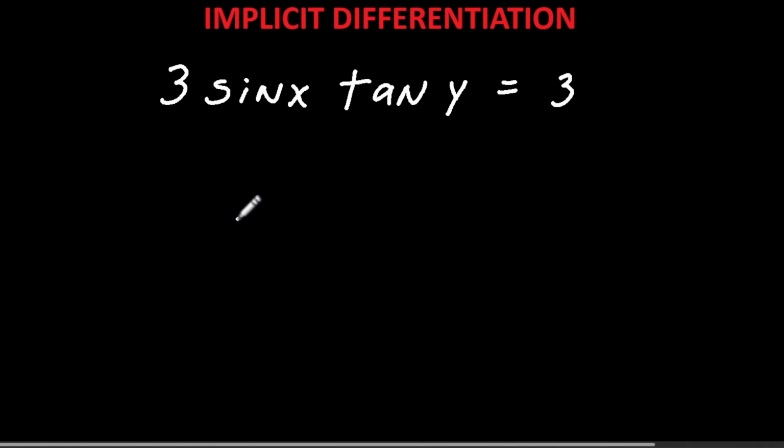This practice problem for implicit differentiation will use trig functions. So first thing that I want to do is get rid of this 3. So if I divide both sides by 3, I'm going to get... If you need more practice finding the derivatives of trig functions, there's a video linked at the end of this one. So to do this, I'm going to take the derivative of both sides.